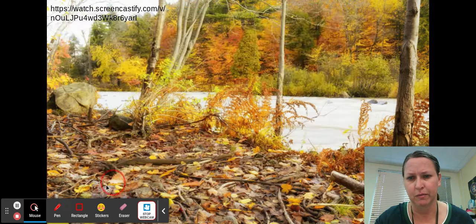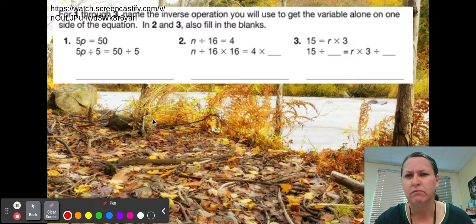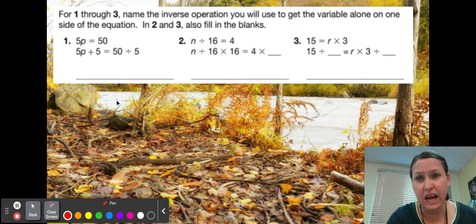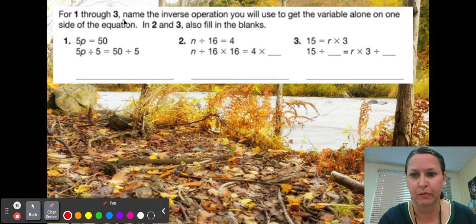Now, let's go to a problem. Okay, sorry about that. For these problems, for 1 through 3, we're going to name the inverse operation that you would use to get the variable alone.